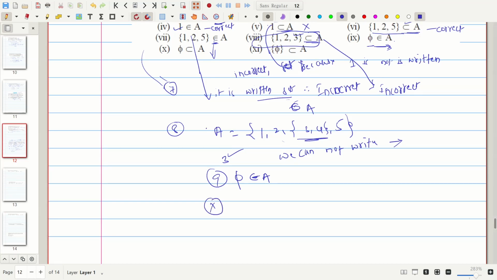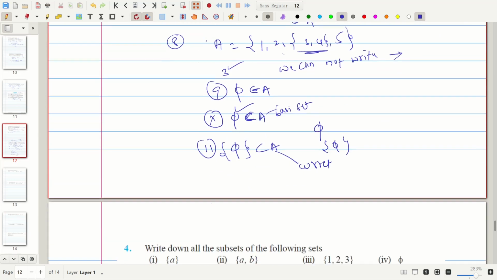But the 10th one is that phi is a subset of A. Yes, because every empty set is a subset of the basic set. And the 11th one we can write as, again the empty set given in curly brackets, and it belongs to A. Yes, this we can write. So phi can also be written independently, or within the bracket. Therefore this statement is correct. Okay, so next we come to the next problem.